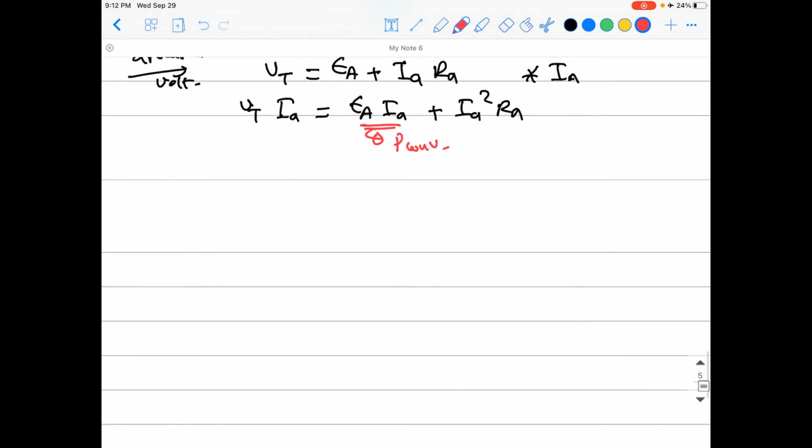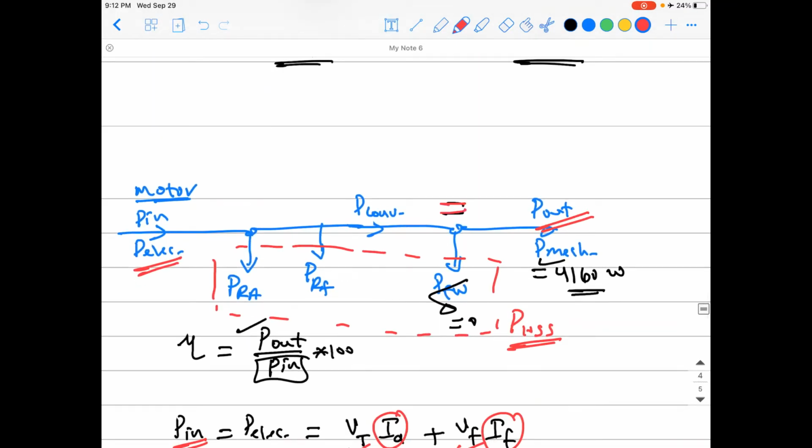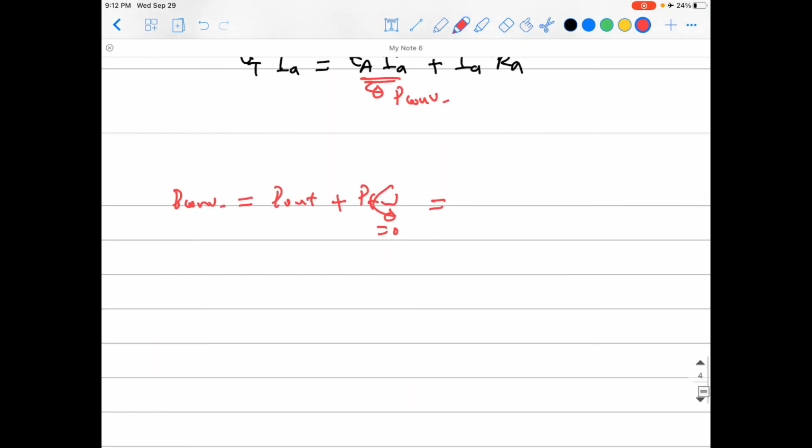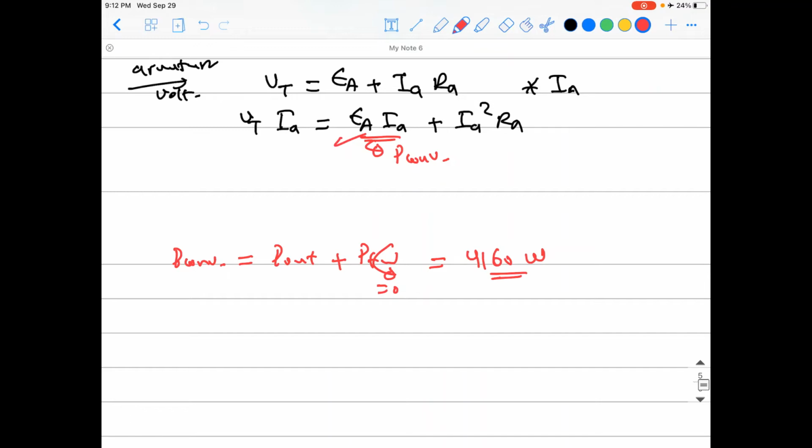Okay? And you know that for here the converted power will equal the output power plus the P friction and windage. And the friction and windage here is equal 0. That's why I told you from here that the converted power will equal the output power, because the losses between them is 0. So P converted equals P output, which is 4160 watts. So we know this value, EAIA. Okay? And we know terminal voltage is 130, it's not changing. And we know RA, it's 0.2. So everything is known in this equation except for IA.